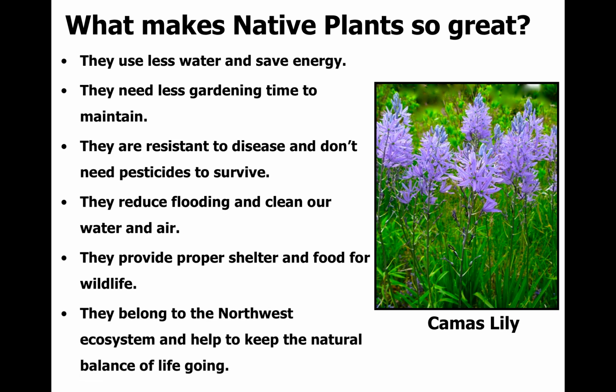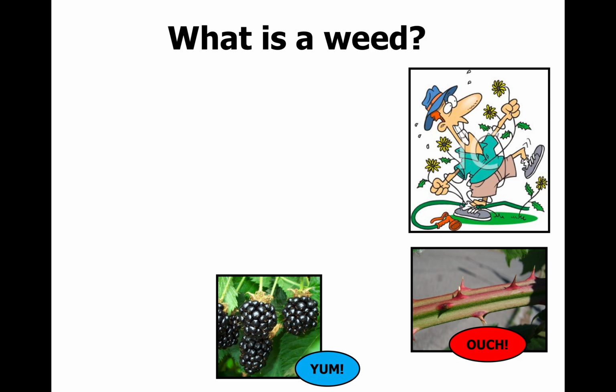And this is huge. They do belong to our Northwest ecosystem, and they help keep our natural balance of life going. Before colonizers came, we had a lot of natural spaces and things were well maintained and balanced. So we want to try to do as much as we can here, even with the industrialization and development around our natural areas. So what is a weed?